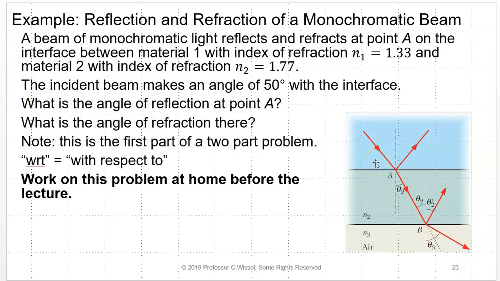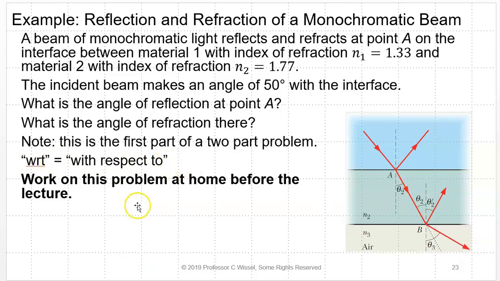Be very careful with that. When they say with the interface, that's not relative to the normal. It's 40 degrees relative to the normal. What is the angle of reflection at point A? And you probably immediately answer 40 degrees. What is the angle of refraction there? You're going to have to use Snell's law. And this is the first of a two-part problem. And from now on, WRT means with respect to.